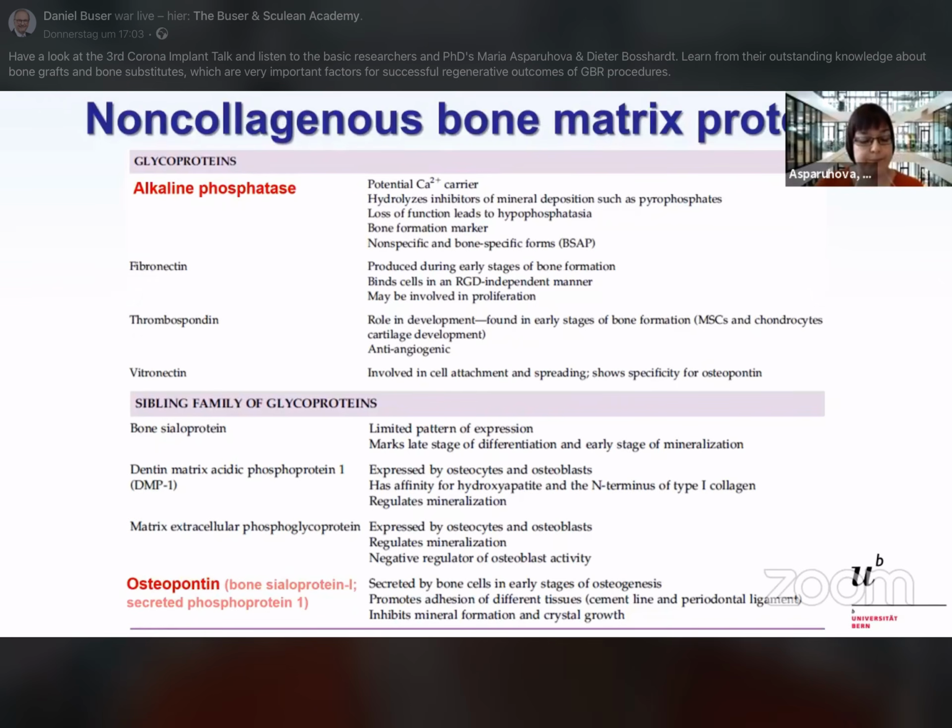Osteopontin is another non-collagenous bone matrix protein secreted by osteoblasts in early stages of osteogenesis. It promotes adhesion and is locally found in regions with lower mineralization, such as the cement line in bone and the periodontal ligament surrounding the teeth. The integrin-binding sialoprotein is another remarkable member of the SIBLING family of glycoproteins, whose expression marks a late stage of osteoblast differentiation and an early stage of mineralization.